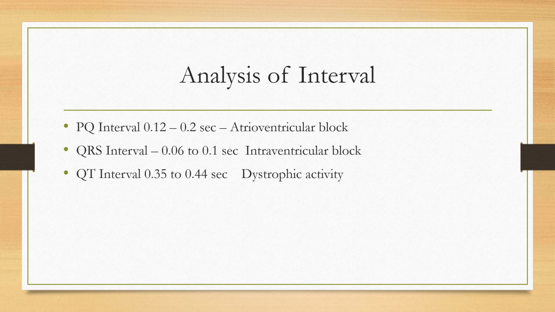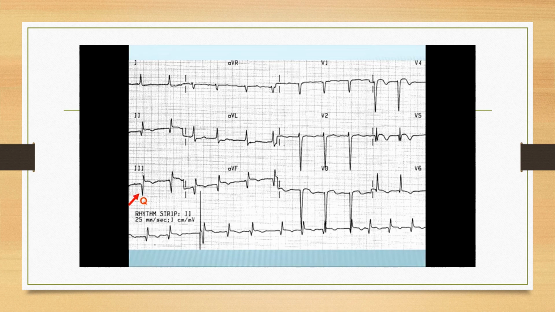If QT interval is more than 0.44 second, then we can say about dystrophic activity, and it is the consequence of heart failure. As we can see here in the third standard lead, the QT interval is more than 0.44 seconds, so it is dystrophic activity of the heart.